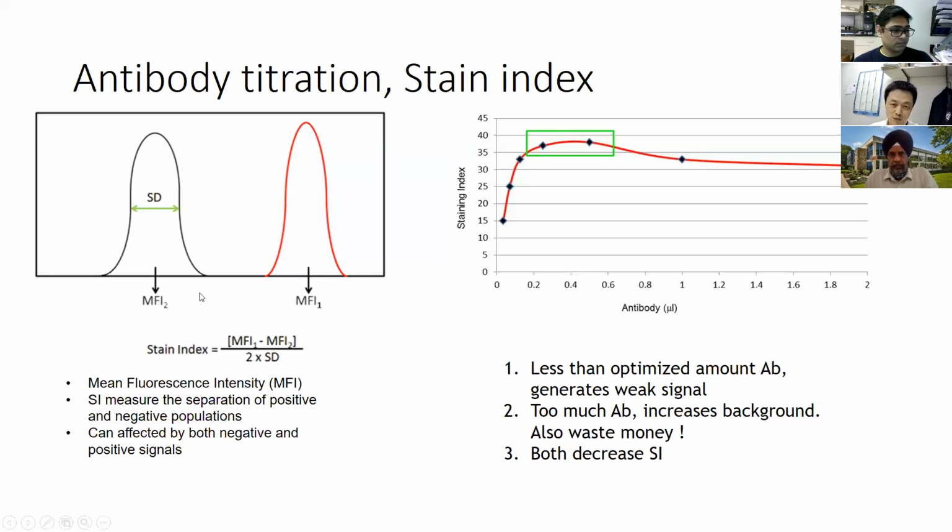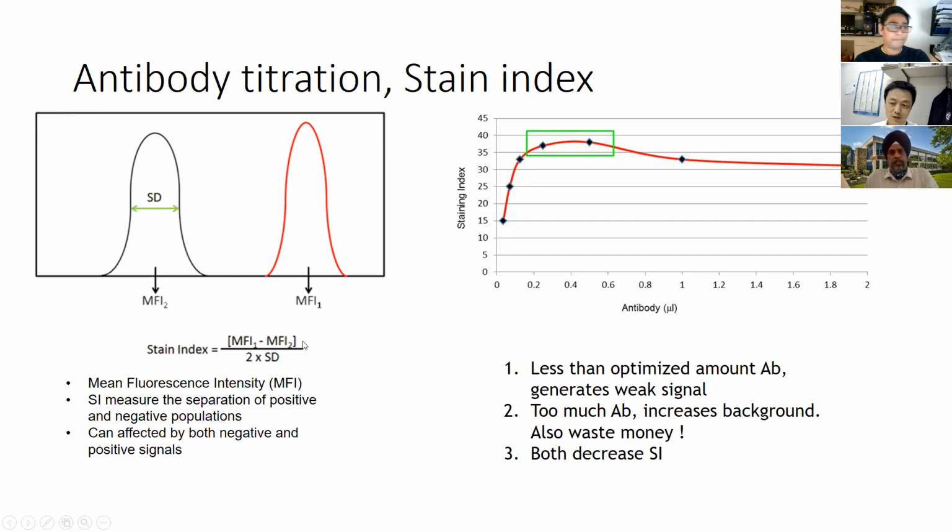So each tube will give you a result that looks like this. We have a negative population. This is the histogram, negative population. Then we have a positive population. From these two populations, we will have the mean fluorescence from the negative one, the mean fluorescence from the positive one, and also a standard deviation from the negative population.